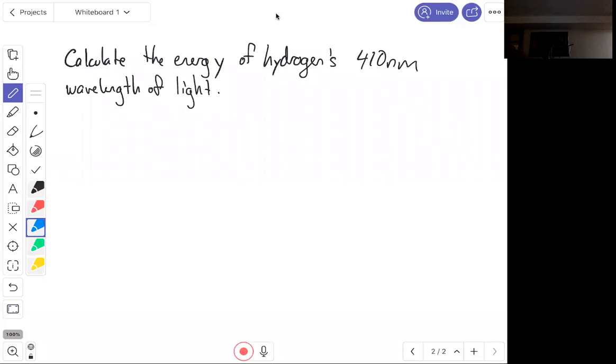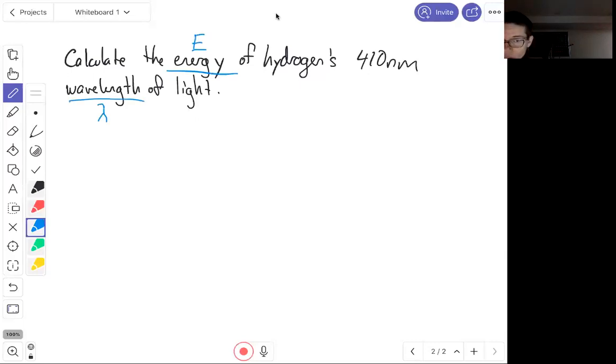Okay, so since we are not going to have class on Thursday, I did want to go ahead and do the first pre-lab questions on the lab sheet, the first pre-lab calculation. All four calculations are exactly the same, and they're asking you to calculate the energy of each of hydrogen's visible spectrum colors of light. So the first one is the 410 nanometer wavelength of light.